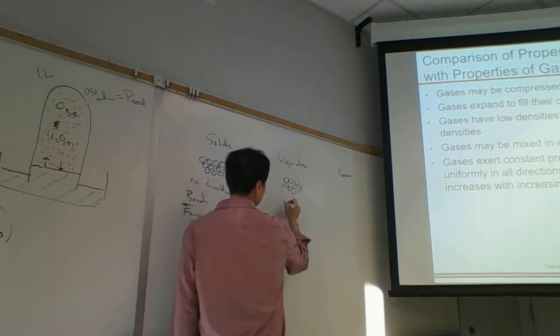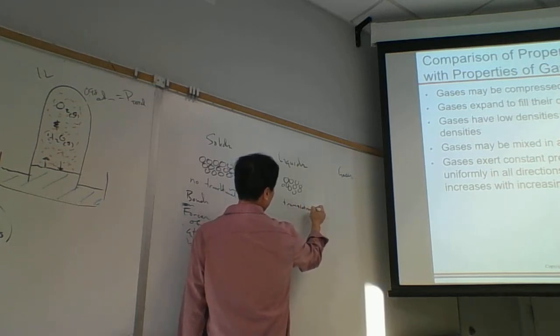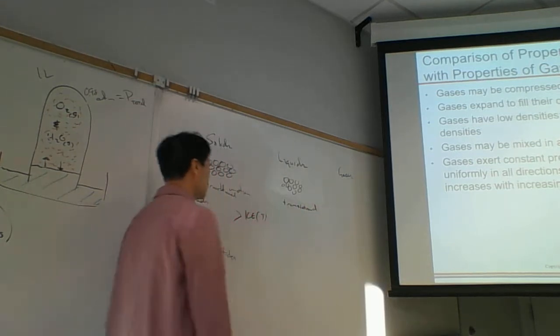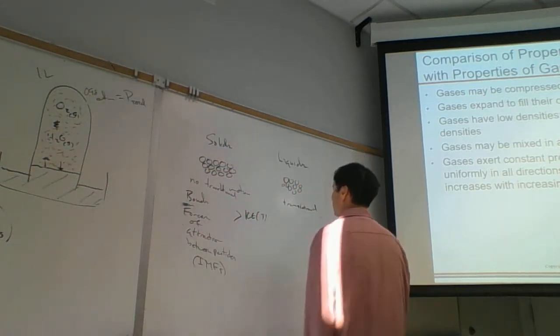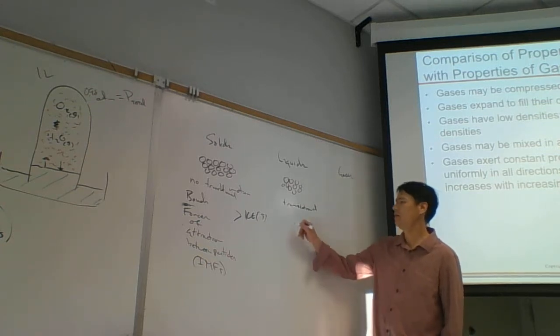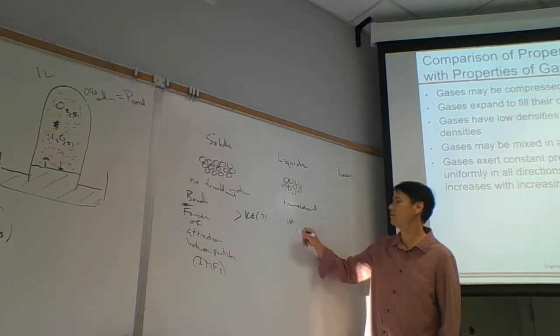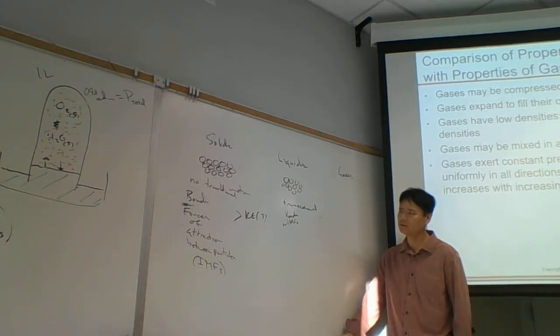Liquids have translational motion. Solids and liquids have vibrational and rotational motion. Solids maybe, liquids for sure can rotate. But what we see here is that the bonds are typically stronger than these IMFs. Bonds are much stronger.